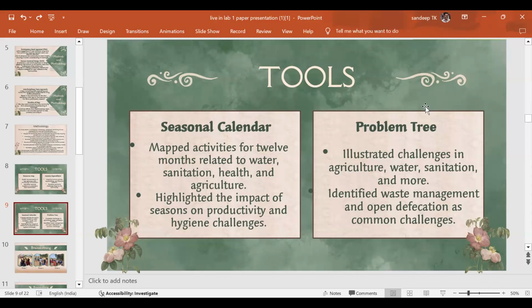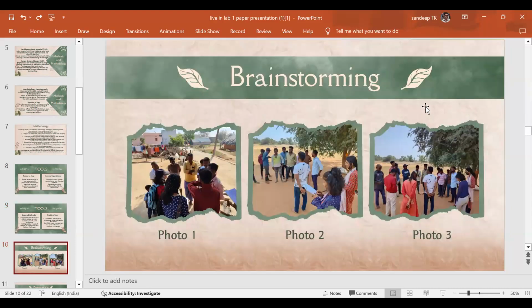The problem tree illustrated the challenges after the data collection. It showed the challenges in agriculture, water, and sanitation, and identified waste management and open defecation as the common challenges. So these are the evidences for the brainstorming sessions.